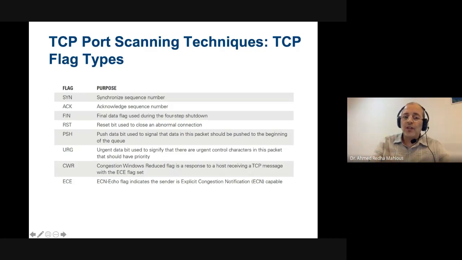We do have another type of packet that has the URGENT flag bit set to on. That means this packet has priority. You don't have to put it in the queue. You just forward it and pass it to the destination, because it is an urgent packet.